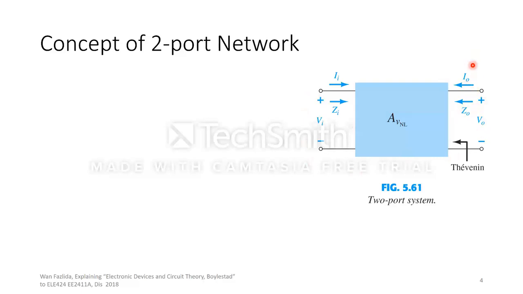So IO is the output current, defined as positive when entering the amplifier, and the output voltage is defined to be positive at the top terminal with respect to the bottom terminal. The output impedance is what is seen across the output port terminals.